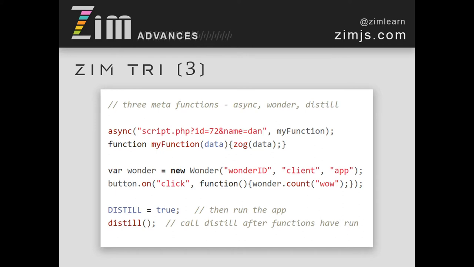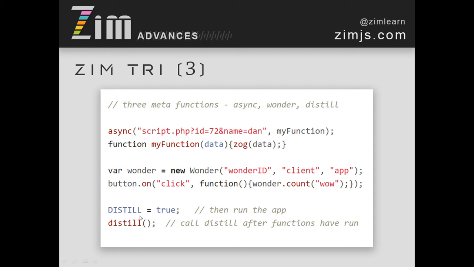Async is like Ajax. It allowed us to get data back and forth from ZIM without reloading the page. It uses JSONP and gets around some of the security issues of Ajax. Wonder allowed us to capture stats, like how many times we clicked something or how long something took. We might be moving Wonder outside of the main ZIM library as a separate thing, so just watch out for that.